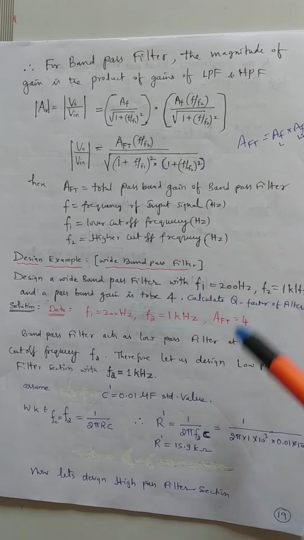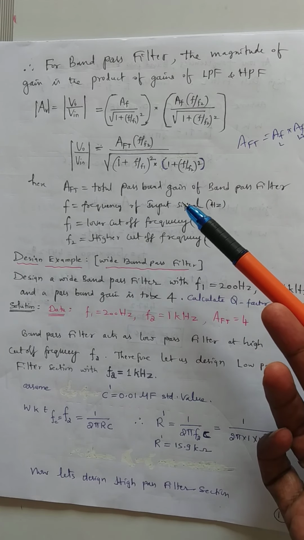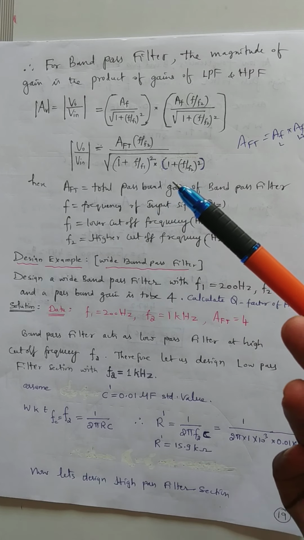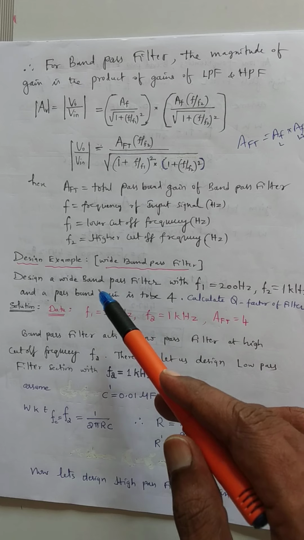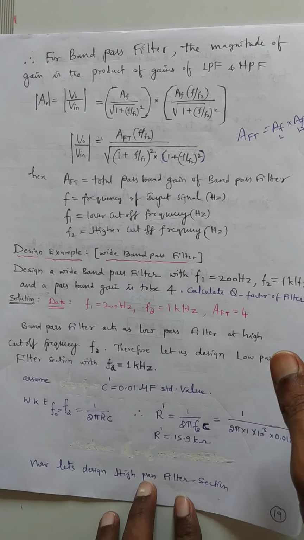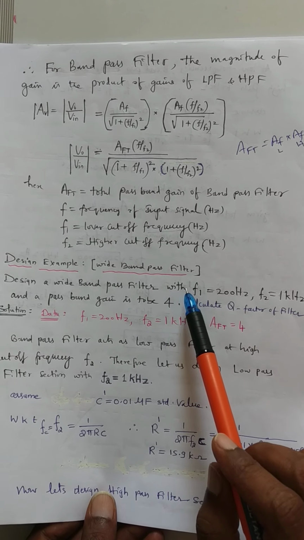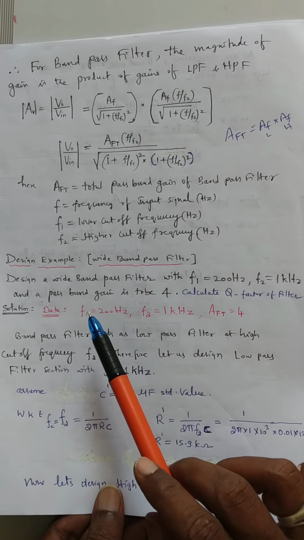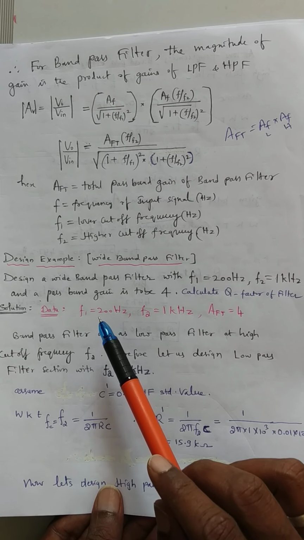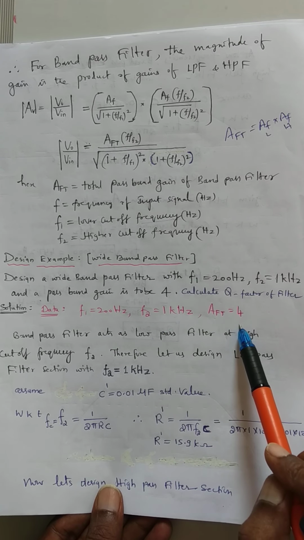Next, if you want to design this filter, it is very simple. You have to design individually a low pass and a high pass filter, as we designed in the first order low pass and high pass filter. For example, if you take f1 equal to 200 hertz and f2 equal to 1 kilohertz, and I want a pass band between f1 and f2, how to design this band pass filter? So data given, f1 equal to 200 hertz, f2 equal to 1 kilohertz. So total gain required is 4.